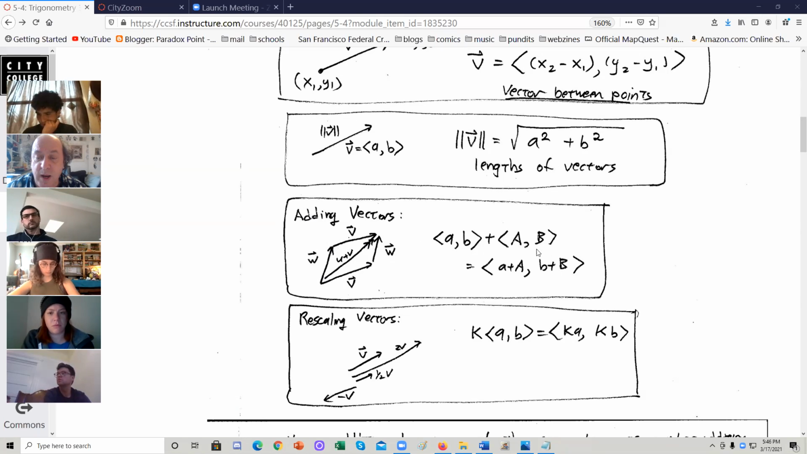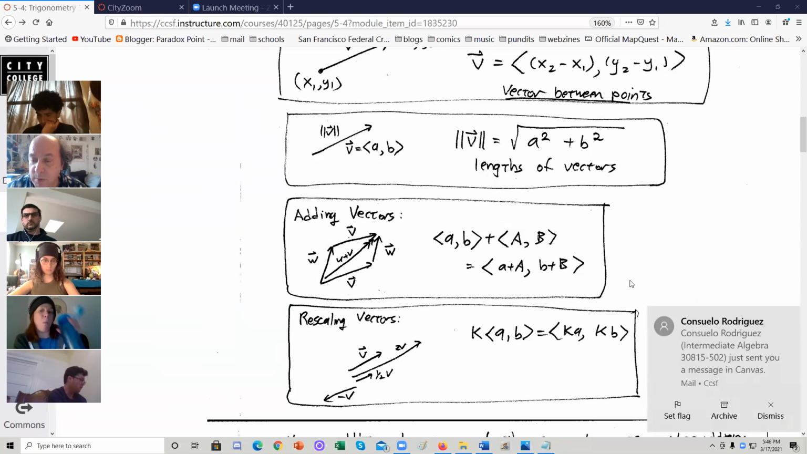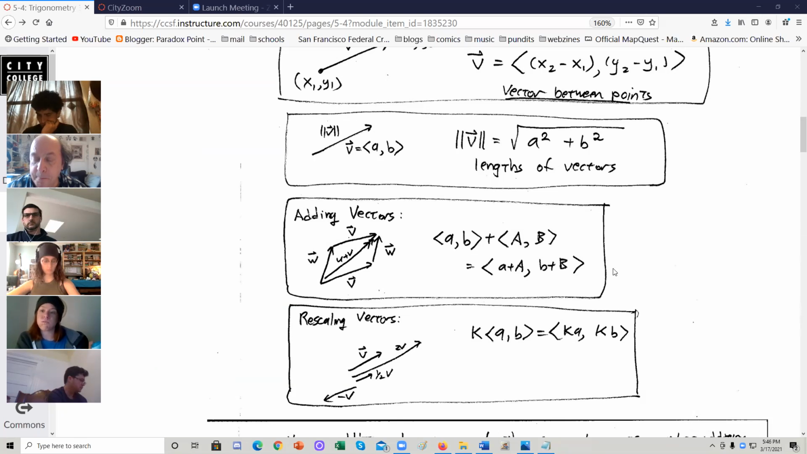The algebraic way is in terms of the components. ⟨a, b⟩ plus ⟨A, B⟩ is ⟨a plus A, b plus B⟩. So you add components to add vectors. Add components in parallel.